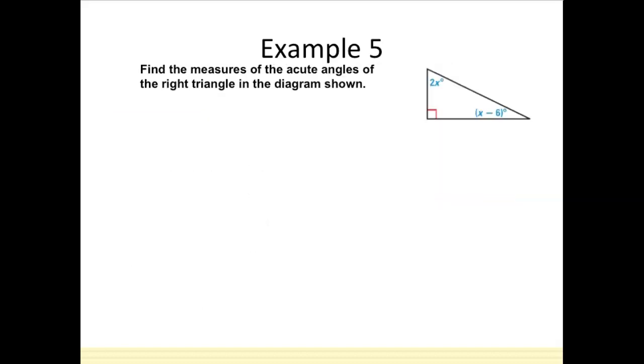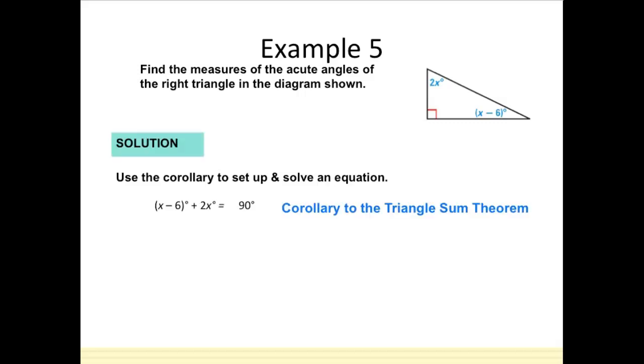Find the measures of the acute angles of the right triangle in the diagram shown. Okay, so if you remember the corollary to the triangle sum theorem, it said if you have a right triangle, then you know that the measures of the other two angles must add up to 90. Let's go ahead and use that to help us solve this. In this case, we have the x minus 6 and the 2x that should sum up to 90. Simplifying this, we get 3x equals 96, which means x is equal to 32.